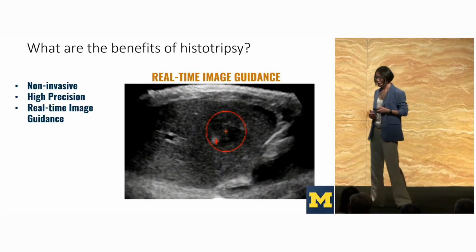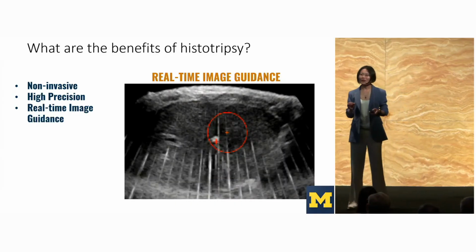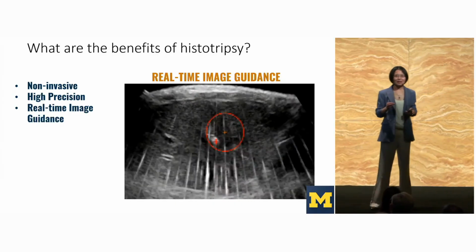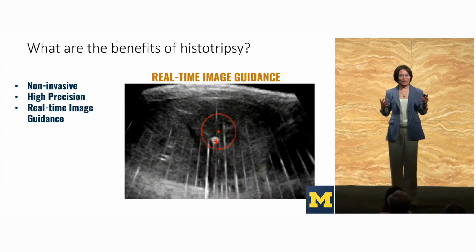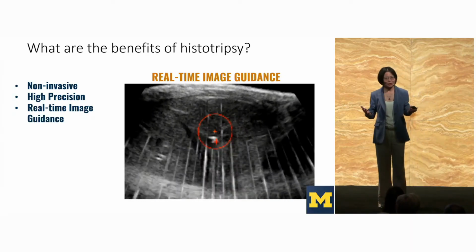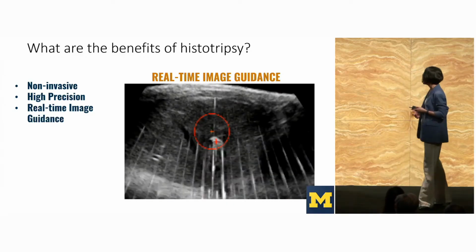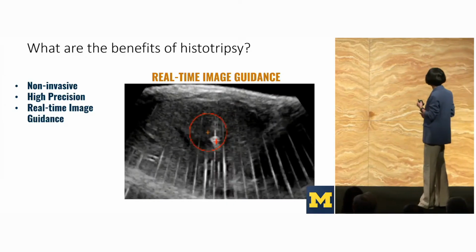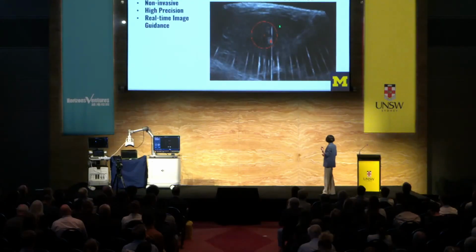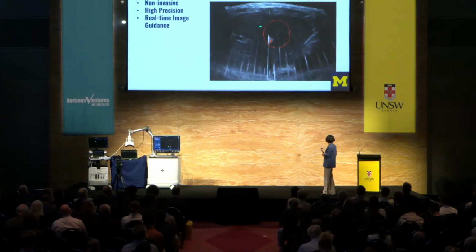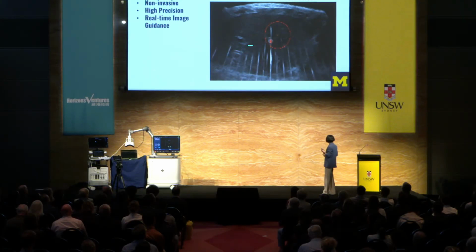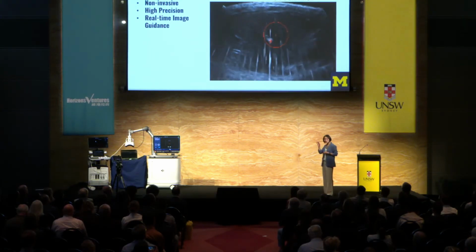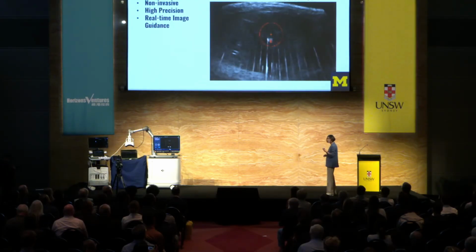Third is real-time image guidance. For a non-invasive procedure, the clinician is not seeing everything with their eyes directly, because they're not opening the patient up. However, with histotripsy, we have an ultrasound image. What you are seeing here is from a patient treatment, and the red circle is the tumor outlined by the clinician that he's trying to target. The red cross indicates the ultrasound focus.